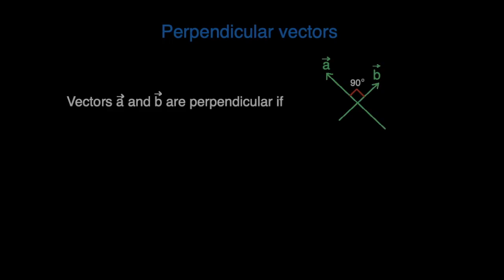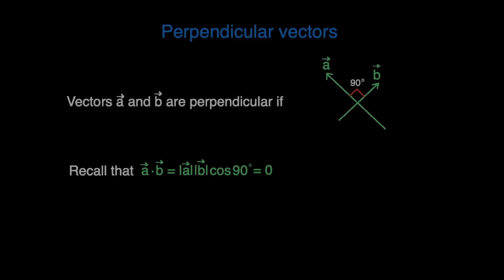Perpendicular vectors. We say the vectors A and B are perpendicular if the angle between them is 90 degrees. Now recall that the scalar product of vectors A and B is equal to the length of the vector A times the length of the vector B times cosine alpha, where alpha is the angle between the vectors A and B. Now notice that, if the angle between the vectors is 90 degrees, then cosine 90 degrees is equal to 0, and so the scalar product of the vectors A and B is 0.